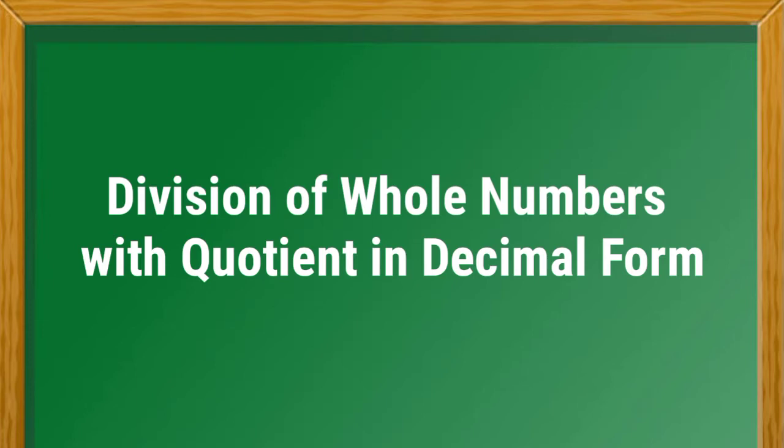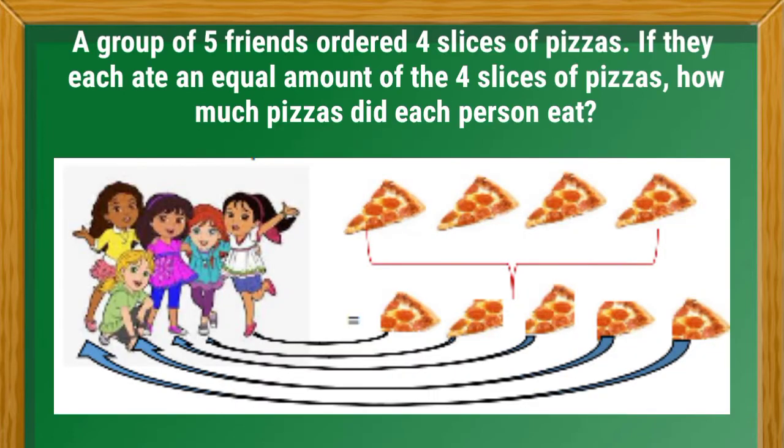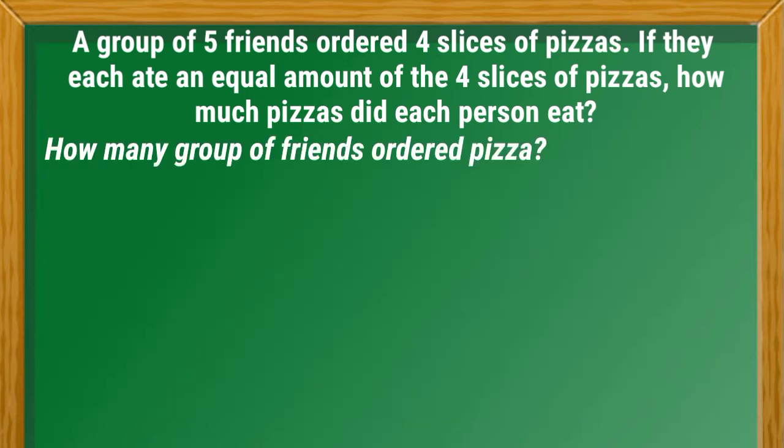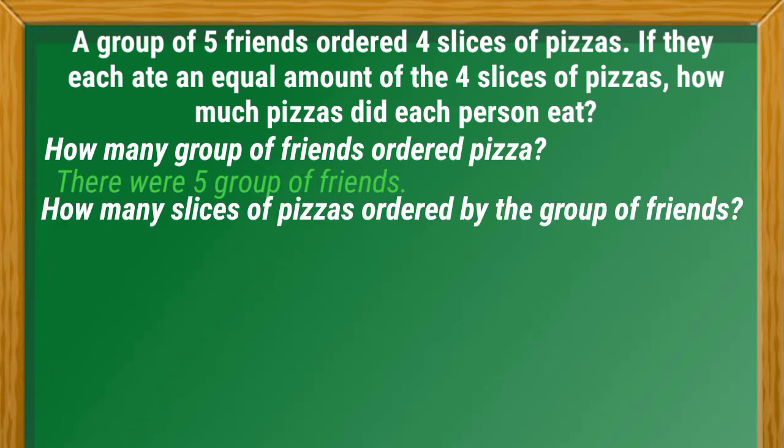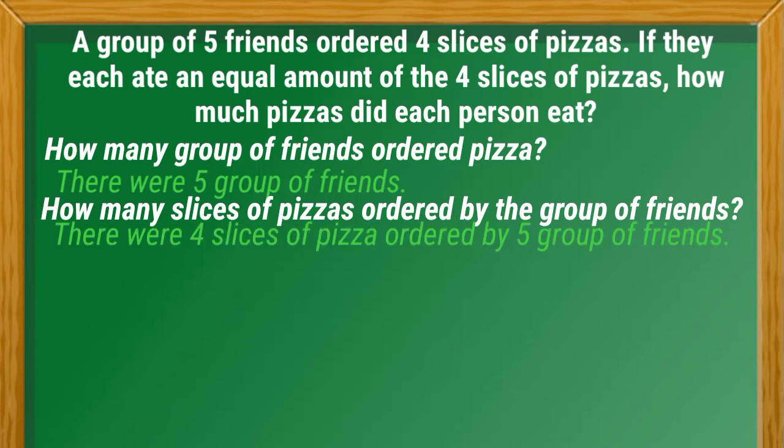We are now in the second part of our lesson, which is division of whole numbers with quotients in decimal form. Let's have problem number 1. A group of 5 friends ordered 4 slices of pizza. If each one of them ate an equal amount of the 4 slices of pizza, how much pizza did each person eat? How many friends ordered pizza? There were 5 friends. How many slices of pizza were ordered by the group of friends? There were 4 slices of pizza ordered by the 5 friends.